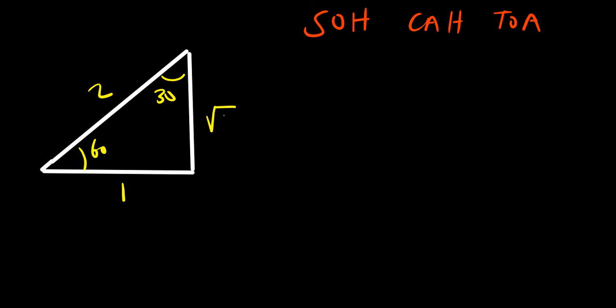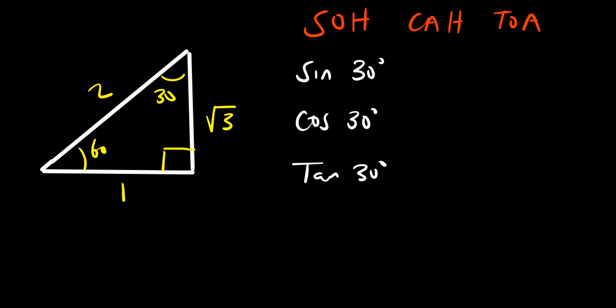So this is the square root of 3. Now that we've got that, this will be our 90 degrees, perpendicular. Okay, so what are we now going to do? Now we're supposed to find sine 30 degrees, cos 30 degrees, and tan 30 degrees. Then after that, we're also supposed to find sine 60 degrees, cos 60 degrees, and tan 60 degrees. Let's start with our sine 30 degrees.